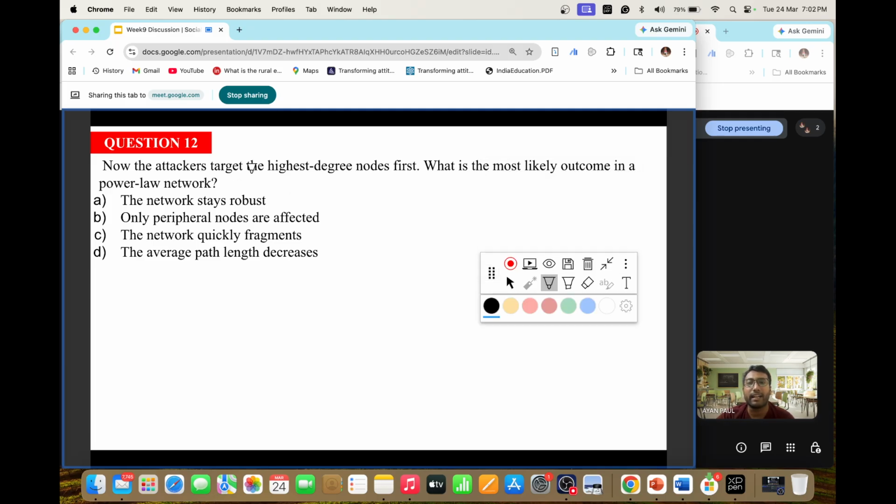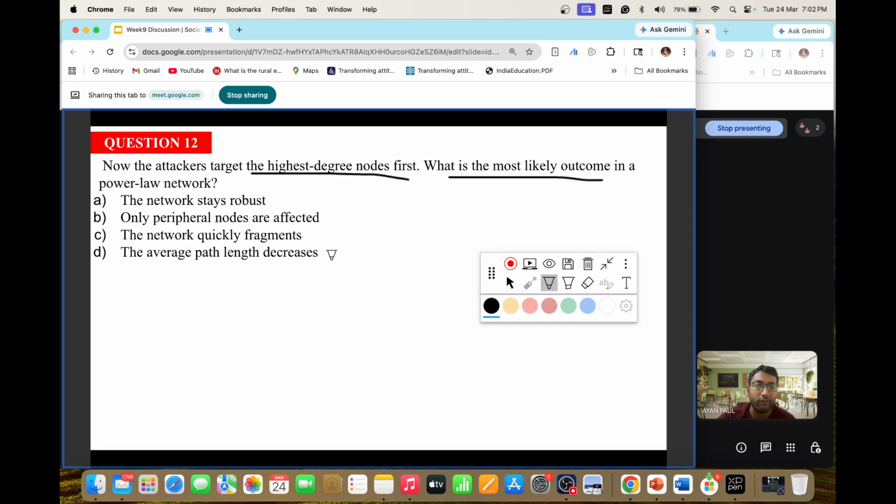Now the attackers target the highest degree nodes first. What is the most likely outcome in a power law network? The network stays robust, only peripheral nodes are removed, the network quickly fragments, or the average path length decreases. Option C should be the correct answer.